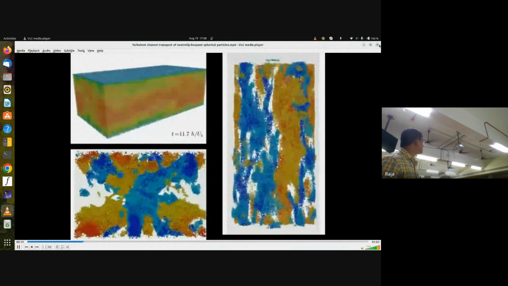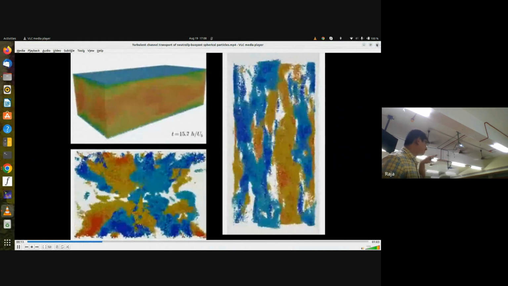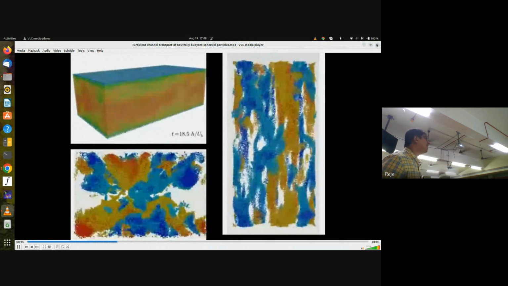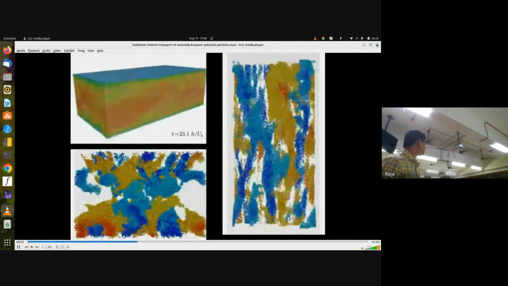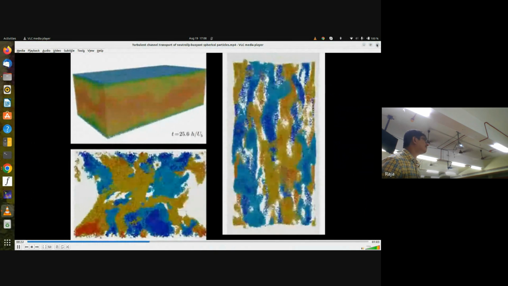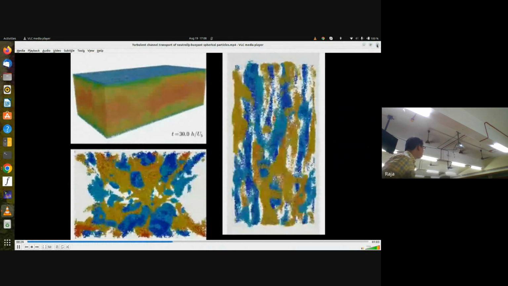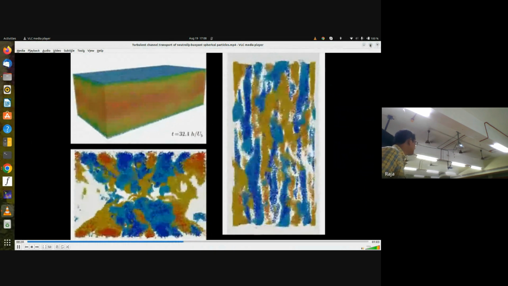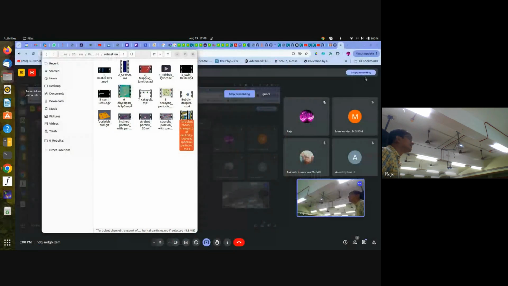So these are mainstream components. The mean streamwise velocity is color coded on this. There's no white. White means you just scooped out that information. Local flow velocity, color coded.